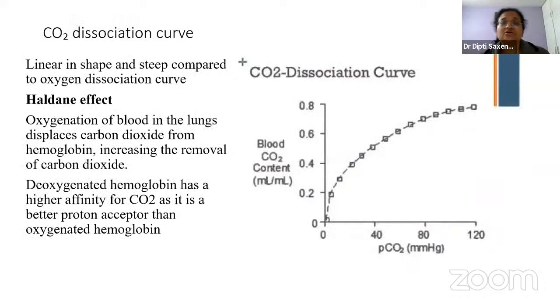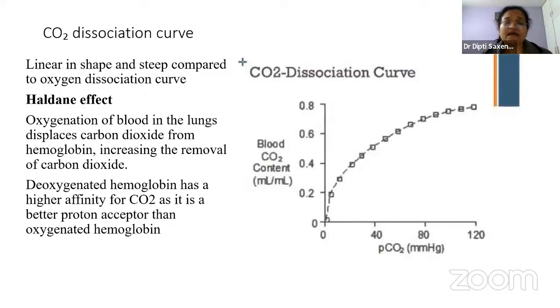So this is the carbon dioxide dissociation curve. As you can see, it is more linear and steeper as compared to the oxygen dissociation curve. Now, oxygenation of blood in the lungs displaces carbon dioxide from hemoglobin, increasing the removal of carbon dioxide, which is the Haldane effect, which is opposite of the Bohr effect.